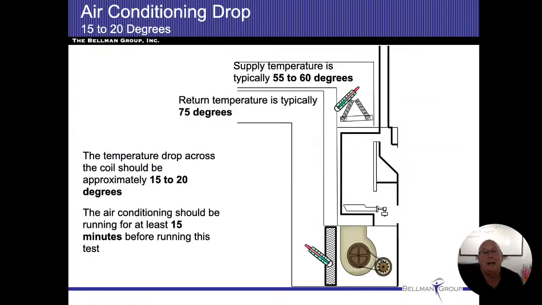This here is a common test that you could do. Those simple turkey thermometers or a dial thermometer work tremendously, all right? So we're looking, and I want you to remember these numbers, 15 to 20 degrees. That's our typical temperature drop.